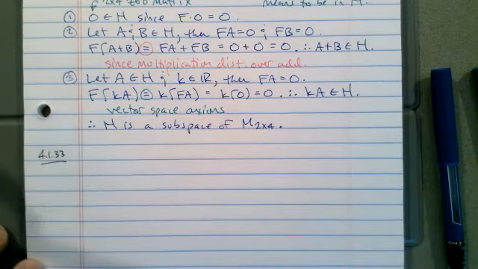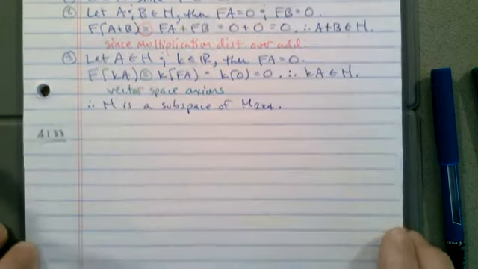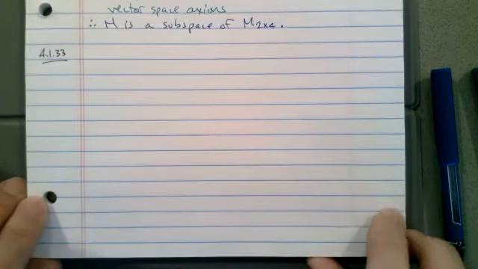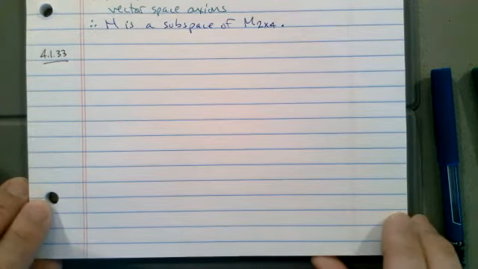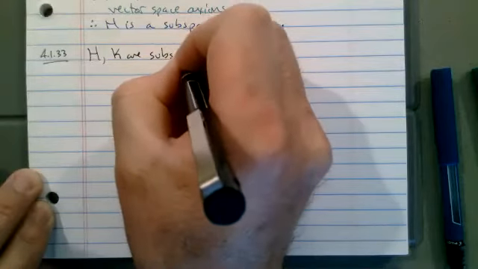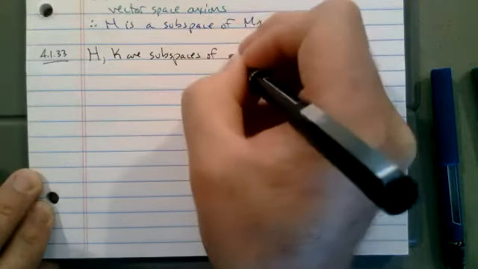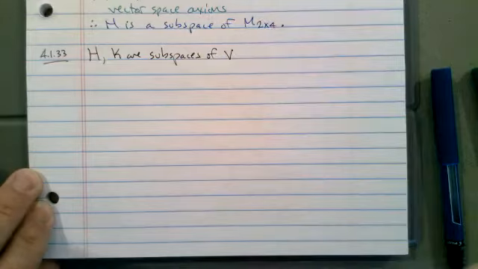Once again, this comes down to recognizing how we characterize the elements of our subspace. How do we define the elements of our subspace? So H plus K, well, let's set everything up. H and K are subspaces of vector space V.